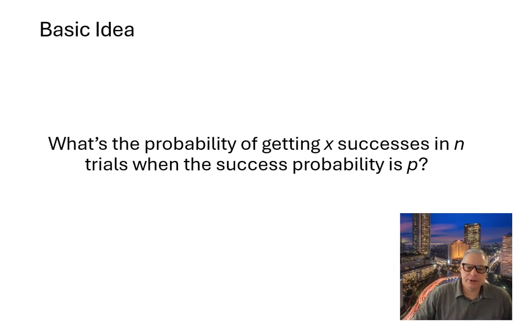Okay, so let's begin with the binomial distribution. And again, the basic idea is that we try to find the probability of getting X successes in N trials when the success probability is P. So the standard example is like you flip a coin 10 times and you want to know what's the probability that you get exactly 3 heads or 4 heads or 6 tails.